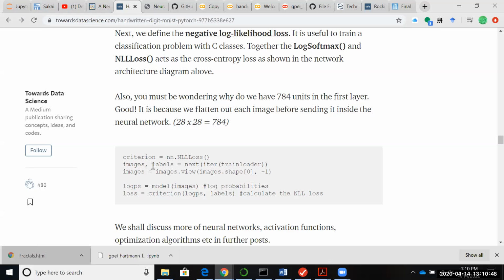And then each image has a corresponding label. For example, if the image is 3, the label will be 3. That means that particular image corresponds to the digit 3. This is loaded from the training data. And this is just a function to view what the particular image looks like.